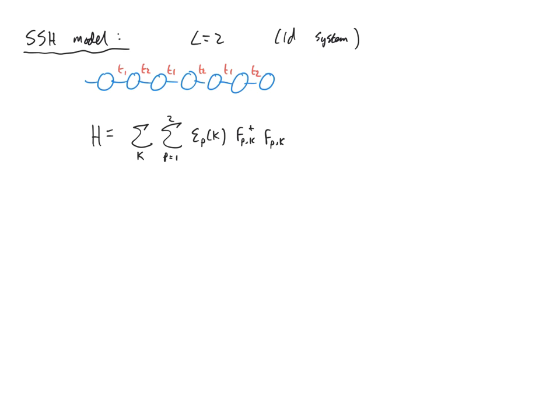Try to work this out analytically yourself, and you'll see, in fact, that these dispersions, of course, depend on T1 and T2. When T1 is equal to T2, we have a metal. When T1 is not equal to T2, we have a band insulator. And of course, I want to emphasize here that this is an infinite periodic system.